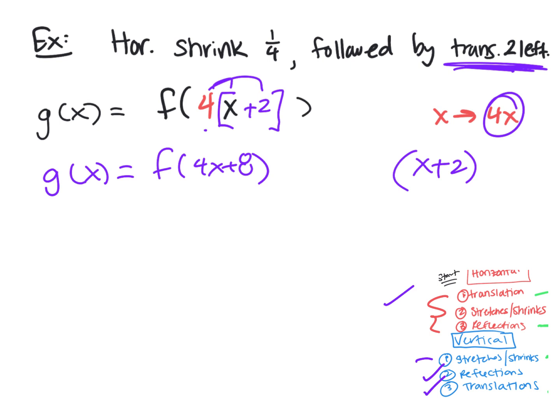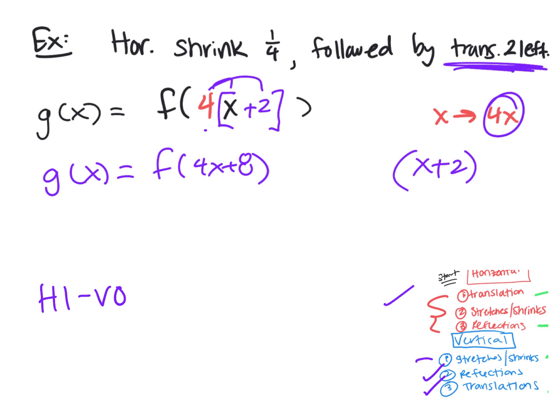So key ideas in this section. First of all, we really focused on this HIVO. Horizontal stuff happens inside, and it's the inverse or the reciprocal of what you think it should be. Vertical stuff happens outside, and it is what you think it should be. So you should be able to look at a function, and this is what we focused on in the last video, and identify the transformations from that function. You should also, the new idea today, be able to transform a function.